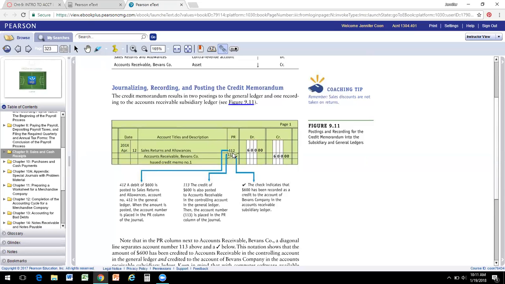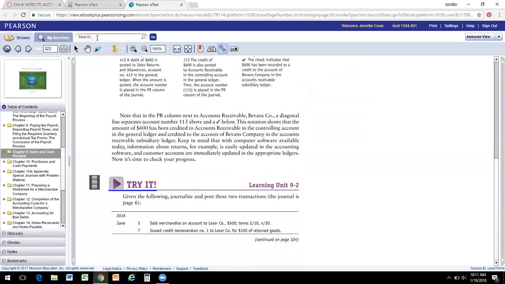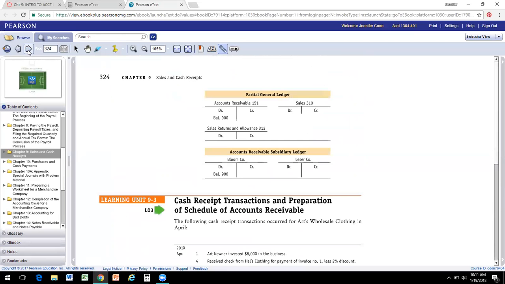Remember, these posting references are what account numbers are getting posted to. So accounts receivable, Bevan's company is going to have its own accounts receivable number. And then Hal company is going to have its own accounts receivable number. So we're going to get a little more detailed with our chart of account numbers than what we had before. But remember, if it starts with a 1, it's an asset. If it starts with a 2, it's a liability. You guys remember all that?